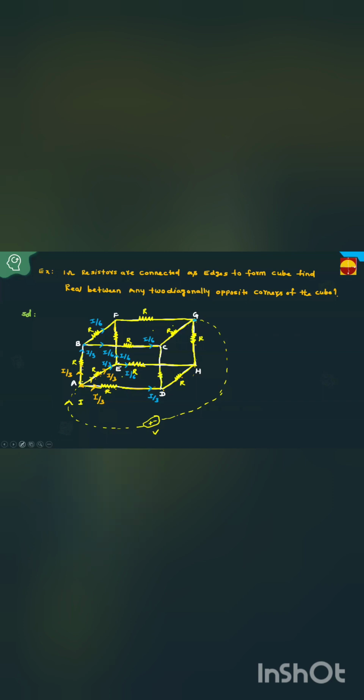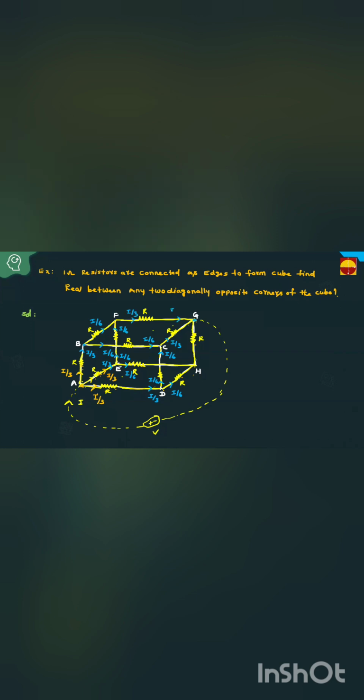This is I by 3. Here the current is divided. This is I by 6. This is also I by 6, because of 2 paths. Now the current entering is I by 6. This is I by 6. This is I by 6. Total is I by 3. This is I by 6. This I by 6, I by 6, I by 3.